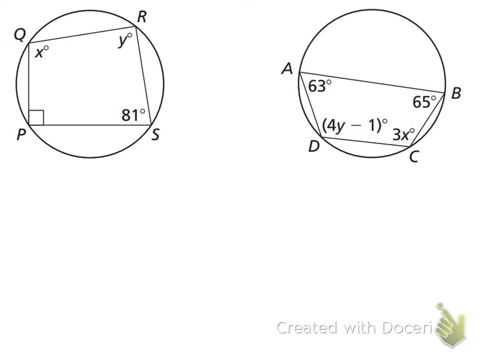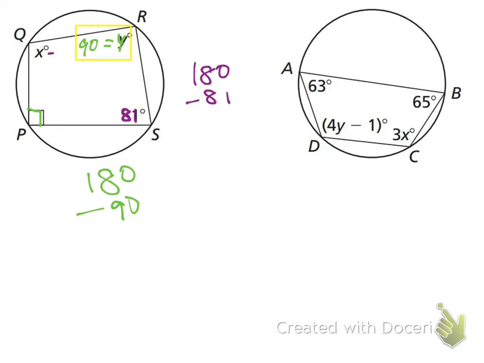All right, so what do I do with opposite angles? Add them to 180, so 90 plus y. This one's easy, you could just subtract. What's 180 minus 90? 90. That's the first. The second, you got 81. 180 minus 81 is 99.